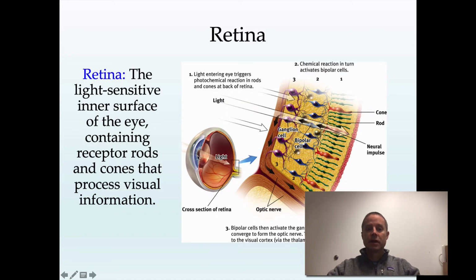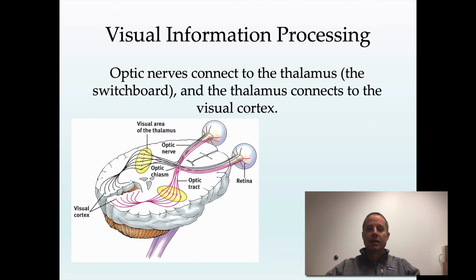Here's another look at the retina. Here's the definition: the light-sensitive inner surface of the eye, containing receptor rods and cones that process visual information. Once it comes in the eyes, this picture shows it going down the optic nerves to the visual cortex in the back of the brain.